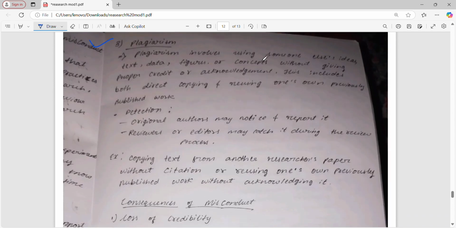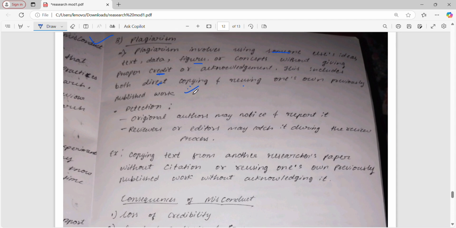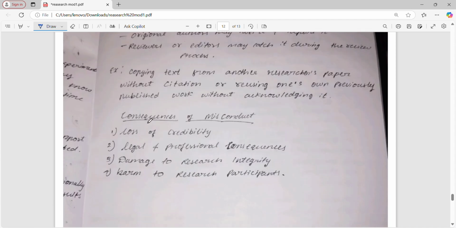Next, plagiarism. Plagiarism involves using someone else's ideas, text, data, figures, or concepts without giving proper credit or acknowledgement. This includes both direct copying and reusing one's own previously published work, like reusing someone else's report. How do you detect it? Original authors may notice and report it, and reviewers or editors may catch it during the review process. Example: copying text from another researcher's paper without citation, or reusing one's own previously published work without acknowledging it.